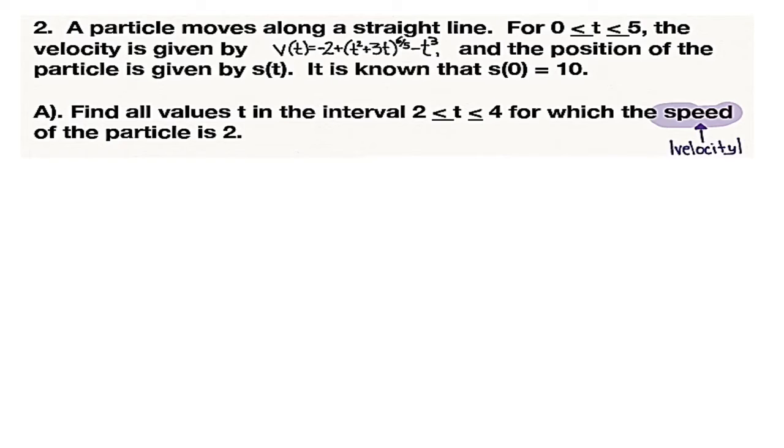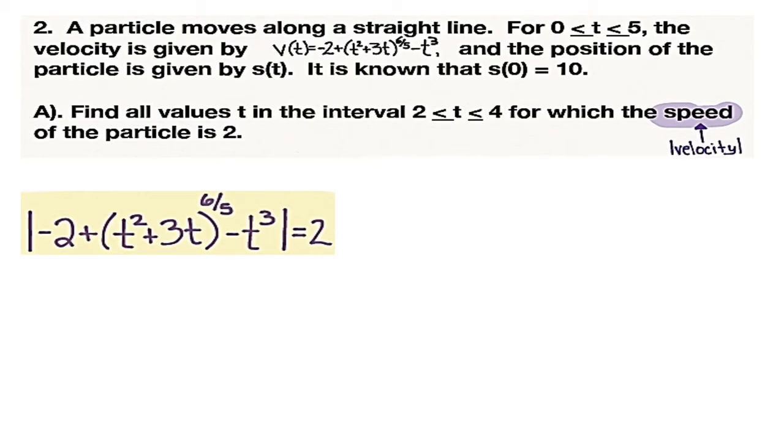Finding all the values t on the interval 2 to 4 where the speed of a particle is 2. Remember that speed is the absolute value of velocity. We have a calculator to use for this problem, so we want to set the absolute value of velocity equal to 2. By setting the absolute value of velocity equal to 2, we can pick up our calculator to solve this.